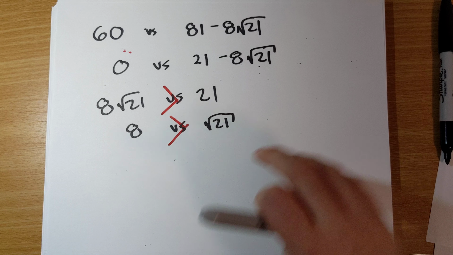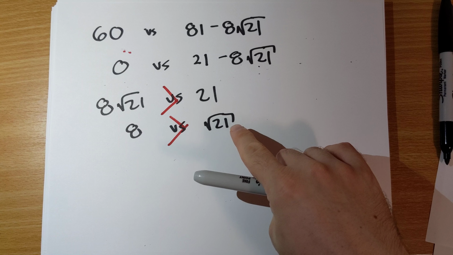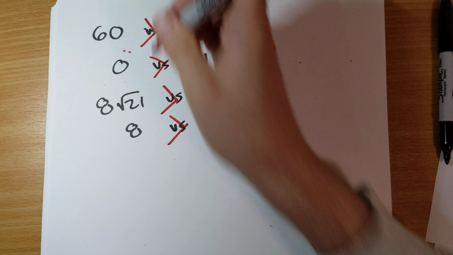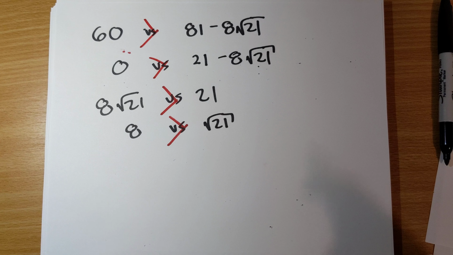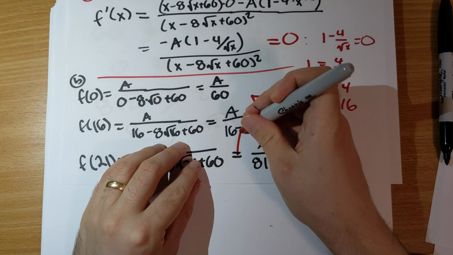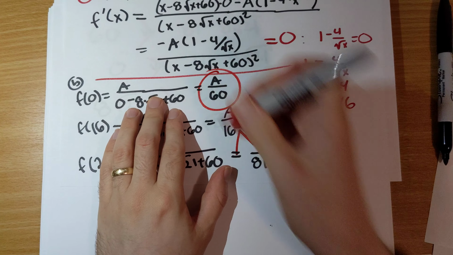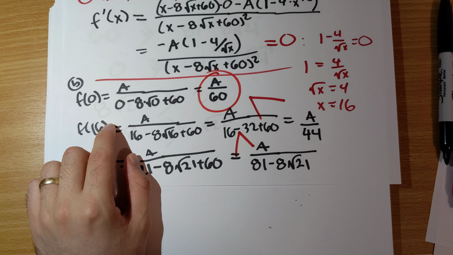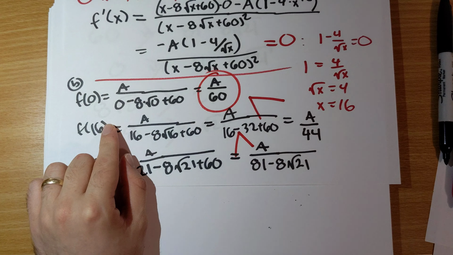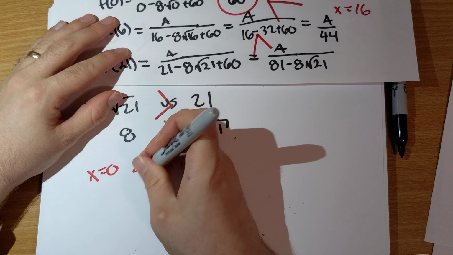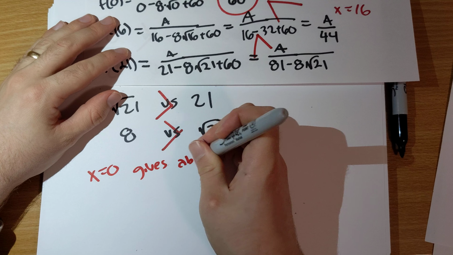And so then let's see here. That is bigger, so 60 is the bigger denominator than this. So this is our absolute minimum. f of 0 is the answer, so x equal to 0 gives the absolute min.